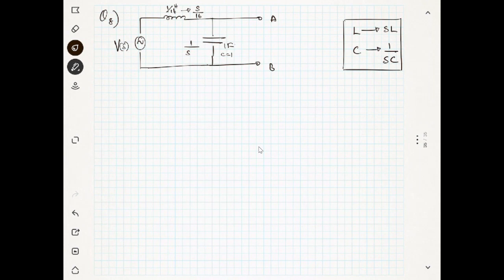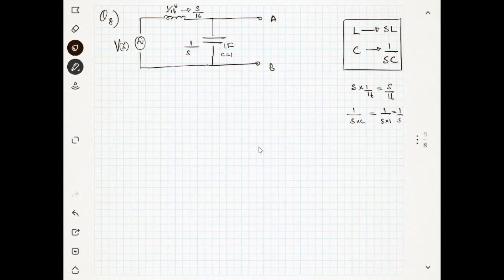The inductor here, what is it equal to, Doctor? S/16? The inductor is 1/16, so it will be S into 1/16, which is equal to S over 16. Then 1/S into C is equal to 1/S into 1, which is equal to 1 over S. Yes, it's clear.